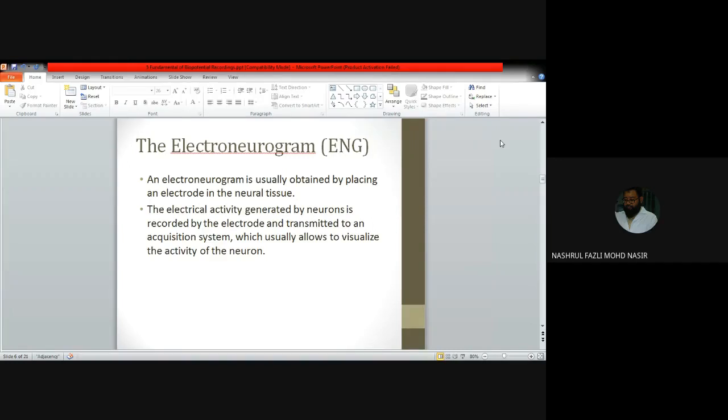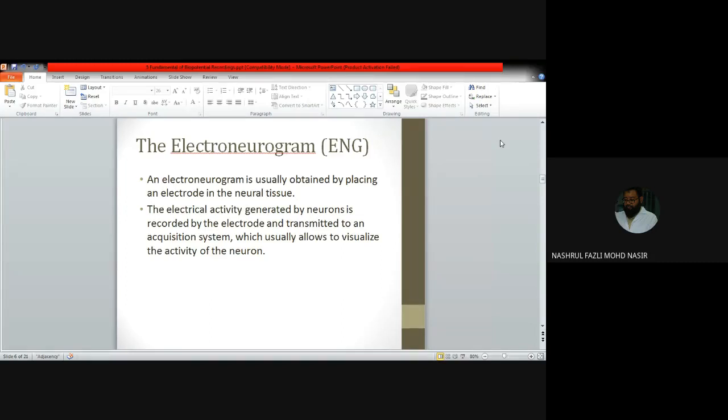So what happened? Lateral neurogram is usually obtained by placing an electrode in the neural tissue. So this is more like the invasive one. Because it is obtained by placing an electrode in the neural tissue or adjacent, we can say that. The most important thing is that the electrical activity generated by the neuron is recorded by the electrode and transmitted to an acquisition system, which usually allows visualizing the activity of the neuron.